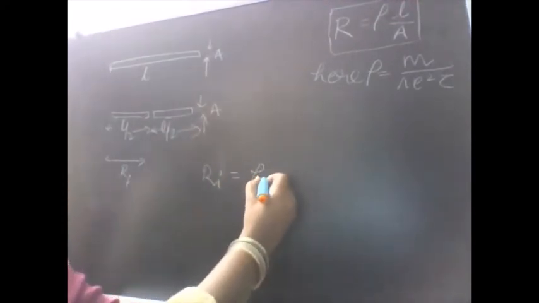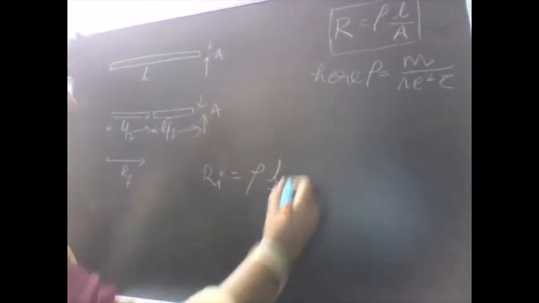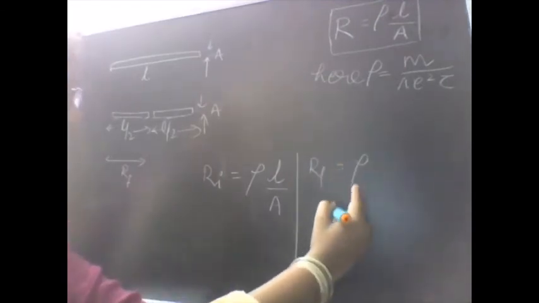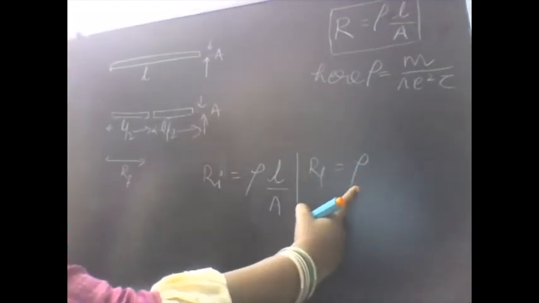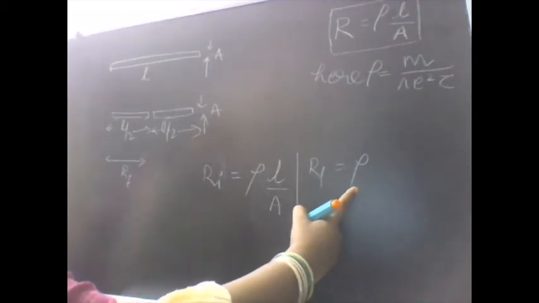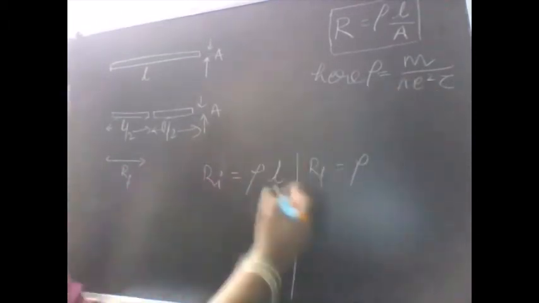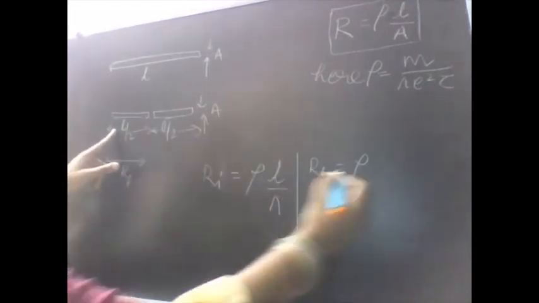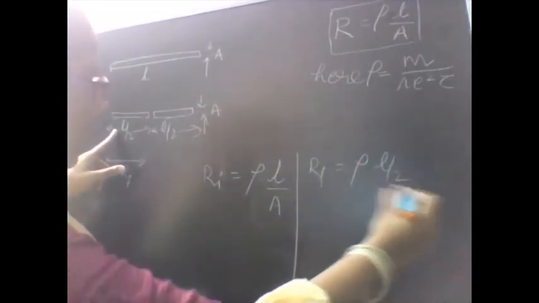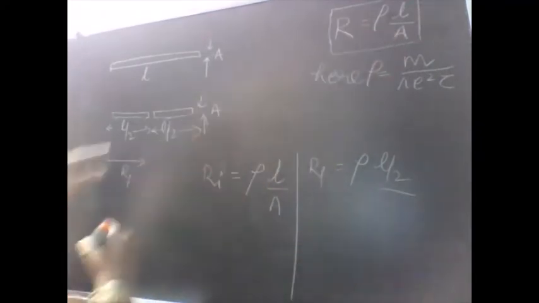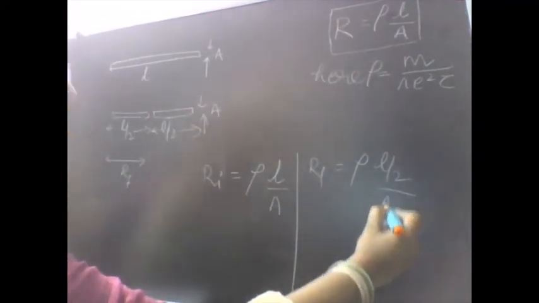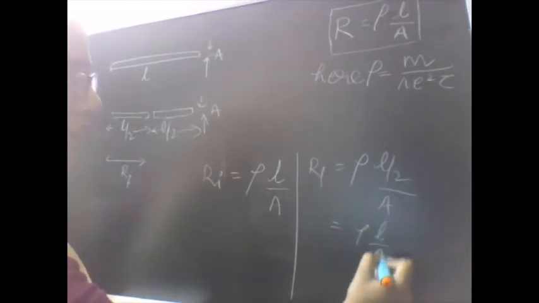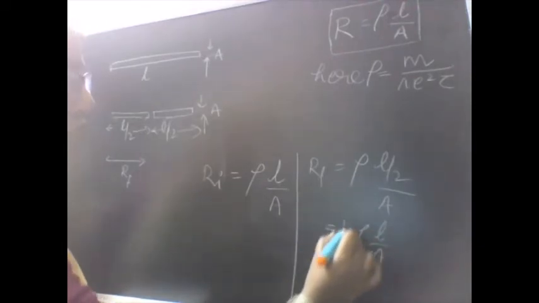So R is equal to rho L by A. What about RF, children? RF will be rho, resistivity of course remains the same. We have not changed the temperature, so resistivity will not change. None of the parameters here is changed. So it is rho. What is the length here? It is L by 2, by A here. What is the area? Area remains the same. So my answer becomes rho L by A, and it is half of that.